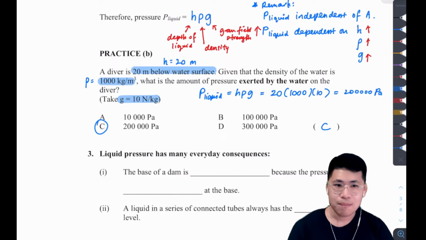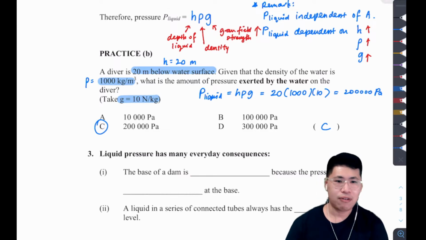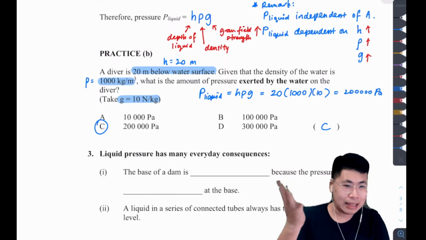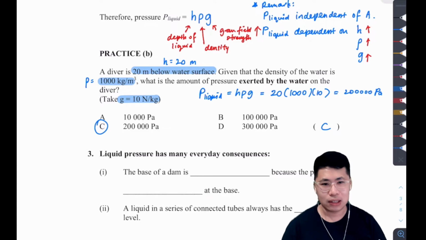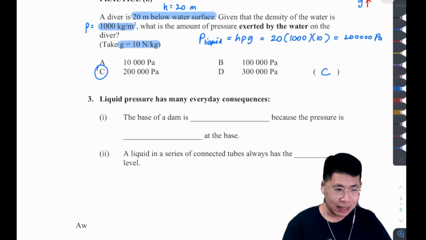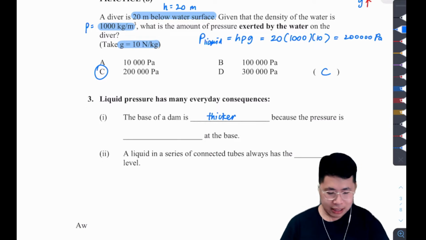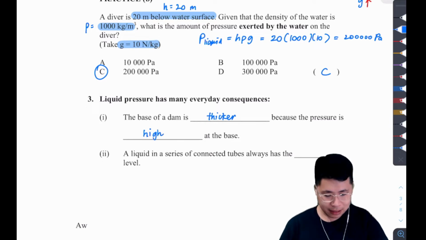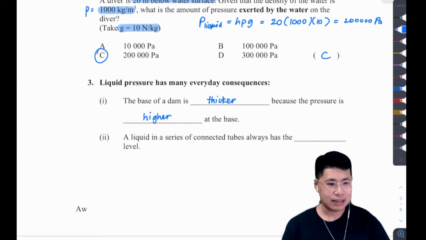With this, the liquid pressure has many everyday consequences, right? Let's take a look at the immediate effect of using the height, the depth of the liquid. I think that's the biggest impact for us for now. The base of the dam is going to be thicker, because the pressure is higher at the base.